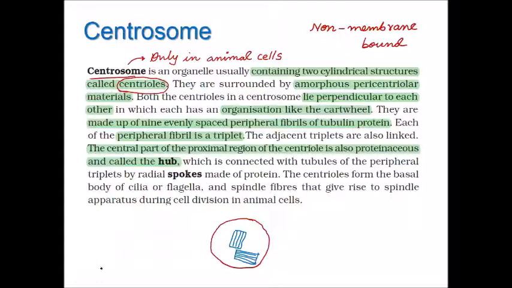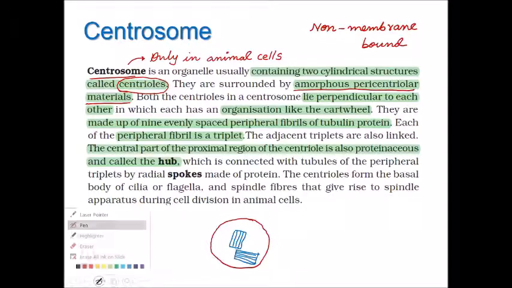These centrioles are surrounded by amorphous pericentriolar materials. The word amorphous means non-crystalline. They are solids but not crystalline in nature. So we call this amorphous PCM. PCM refers to pericentriolar material. Pericentriolar material or pericentriolar matrix is a mass of protein which surrounds the two centrioles in a centrosome.